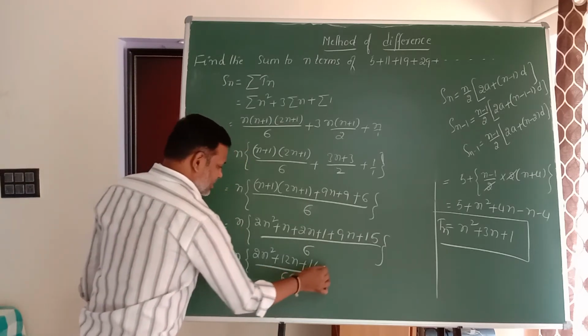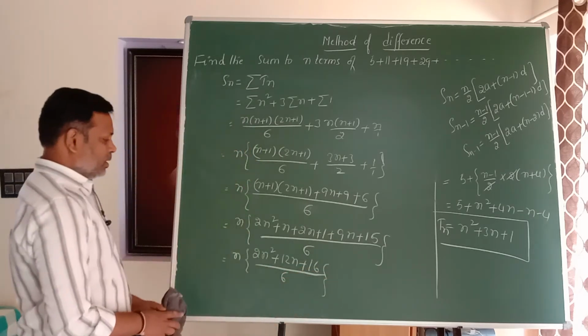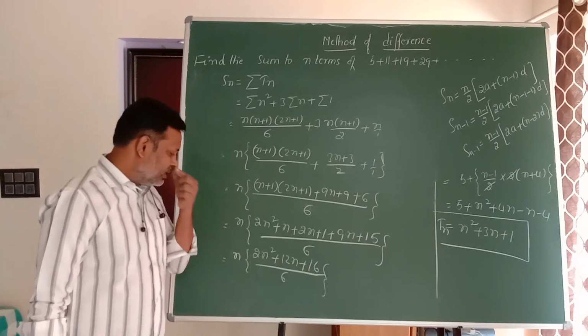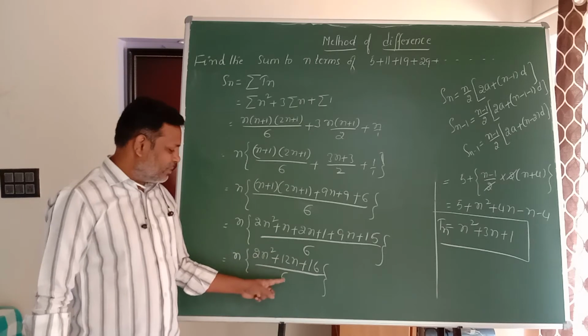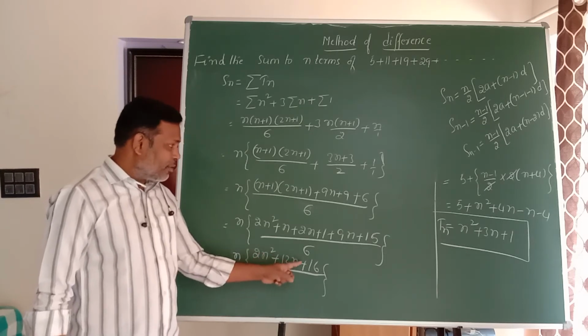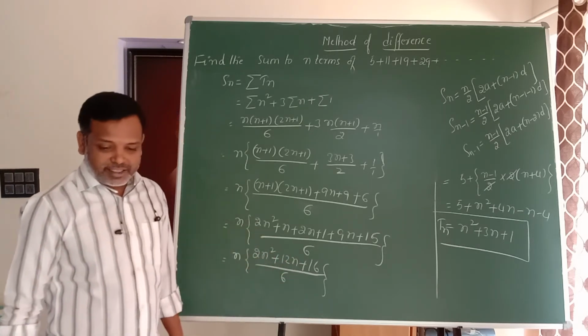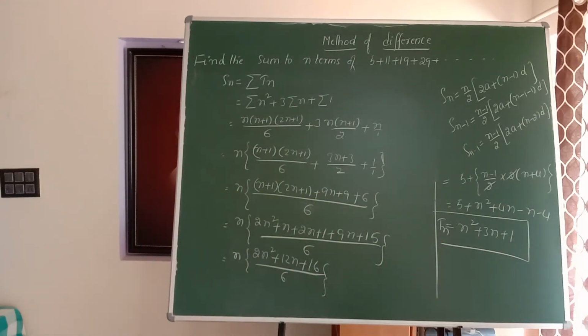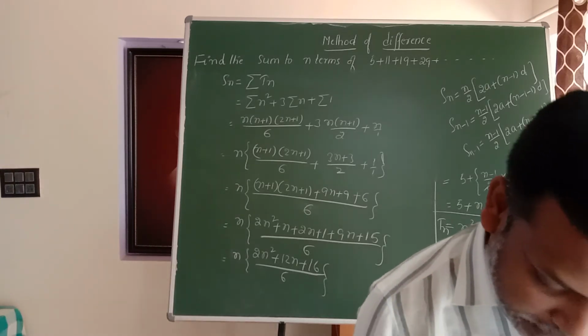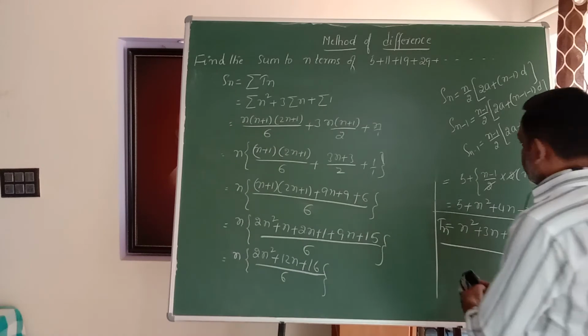Divided by 6. What is the use here? So now we have to factorize it. How to factorize it? 2n square plus 12n plus 16 by 6. This one is a quadratic factor. We have to factorize it. Can we factorize it? Yes. What are the factors here? If you multiply, you will get 32. If you add, you will get 12.